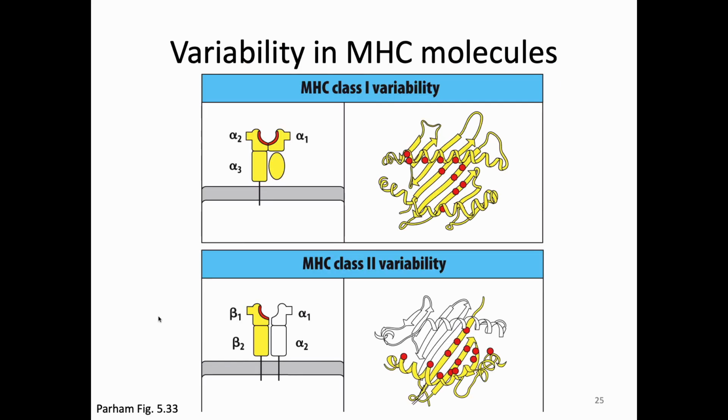Where's the variability? If we look at our MHC molecules and we look to see where A and B and C are different from each other, even though they're all class 1, or we look to see where A1 and A2 and A3 are different from each other, we find that all of those differences map to the peptide binding pocket. So all of the differences are the parts where you see the red dots. It's all in that pocket that is binding the peptide.